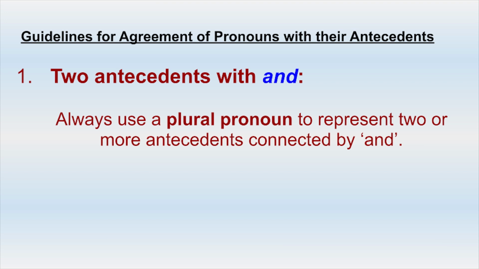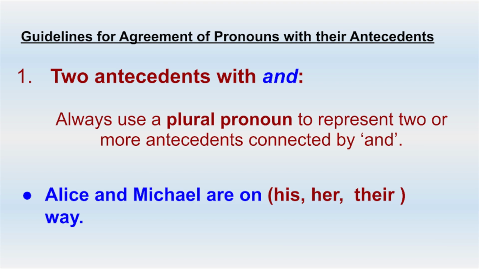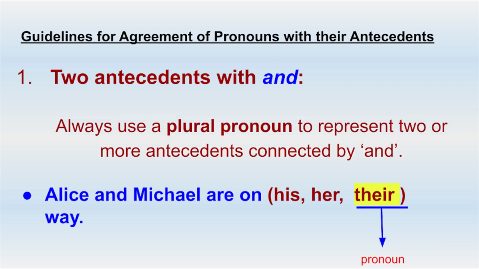For example, Alice and Michael are on his, her, or their way. There is the correct pronoun. The antecedents of there are Alice and Michael.